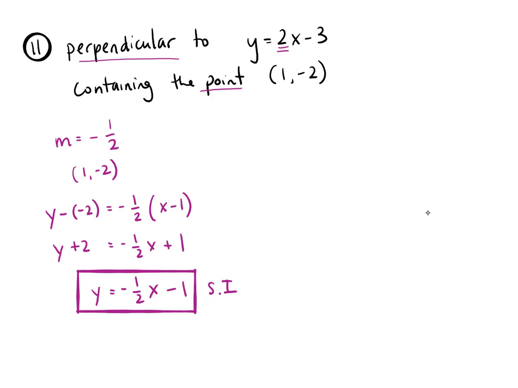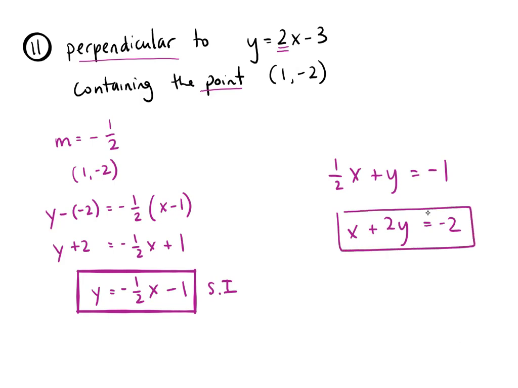And then adding 1/2 x to both sides, I'm going to get 1/2 x plus y is equal to -1. I just want to multiply by 2 to get rid of my fractions. That would give me x plus 2y is equal to -2. And this one's the general form.